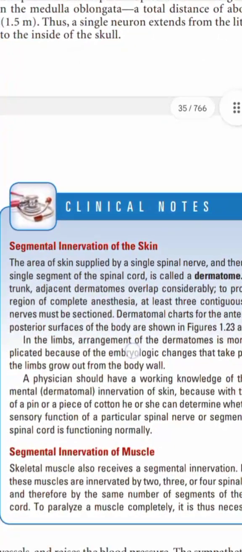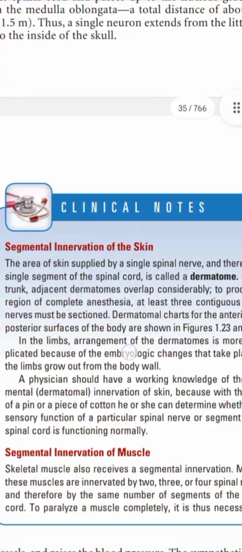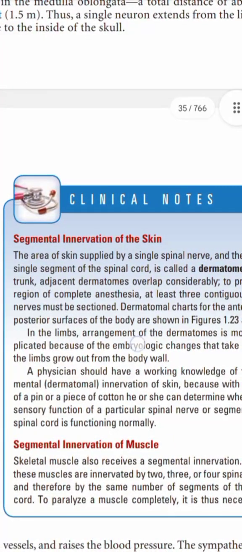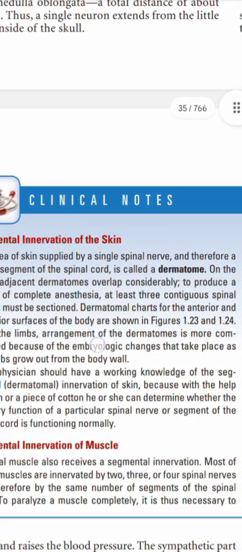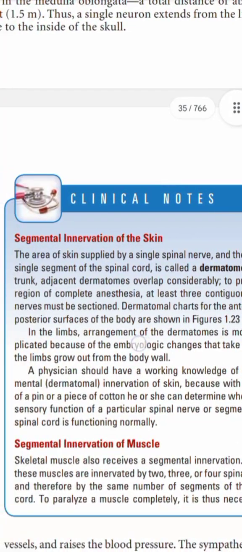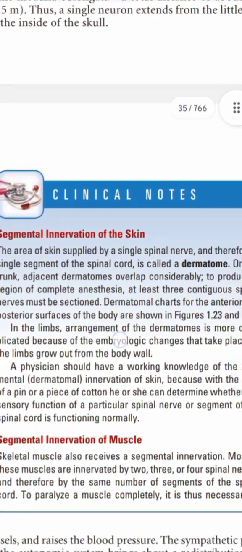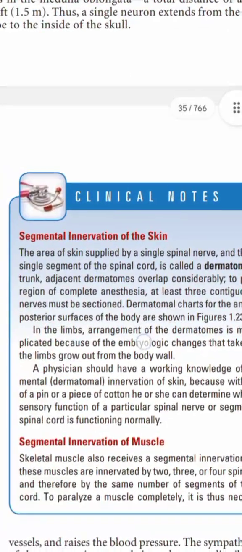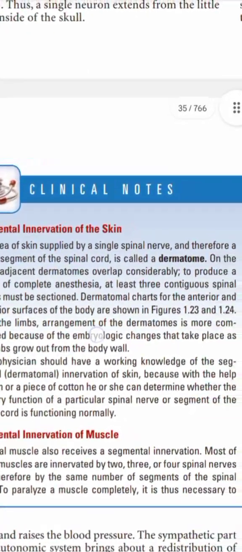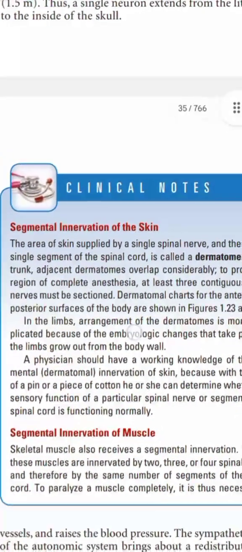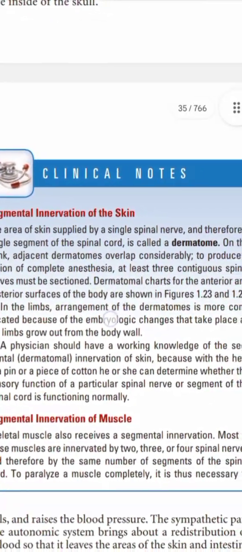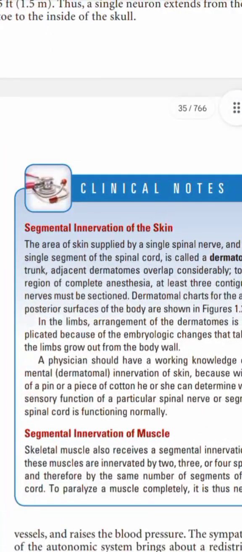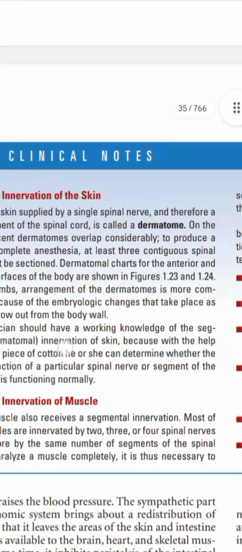Segmental innervation of the skin. The area of skin supplied by a single spinal nerve, and therefore a single segment of the spinal cord, is called a dermatome. Adjacent dermatomes overlap considerably, so to produce a region of complete anesthesia, at least 3 contiguous spinal nerves must be sectioned. Dermatomal charts for the anterior and the posterior surface of the body are shown in the figure.